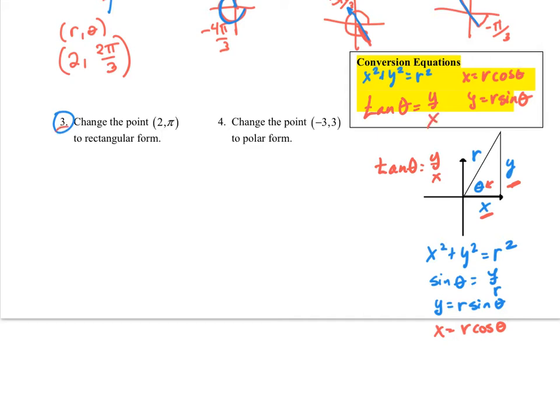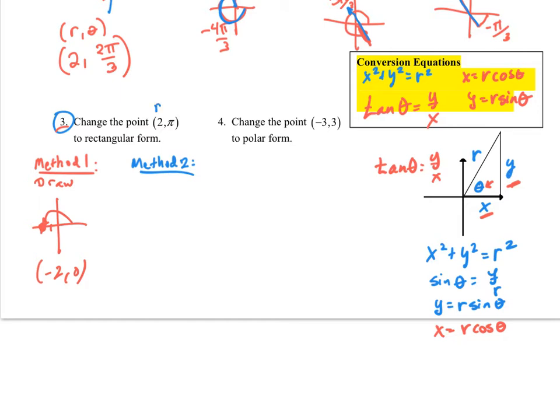Okay, so number 3, change the point (2, pi) to rectangular form. Two ways to do this. You can always draw a picture. So if I do this, I'm going to go to pi and I'm going to go out 2. Well, what's the coordinates of that point in rectangular land? It's going to be -2, 0.